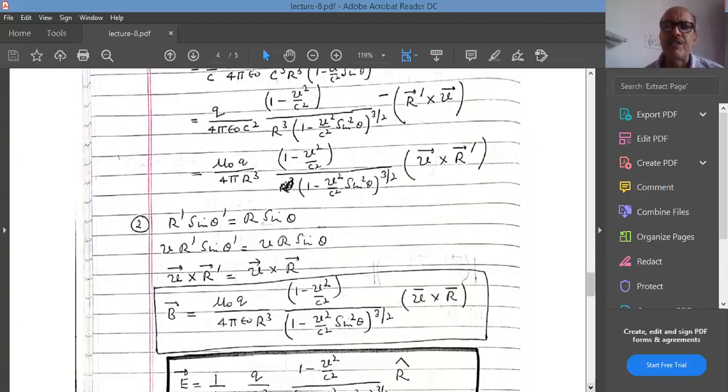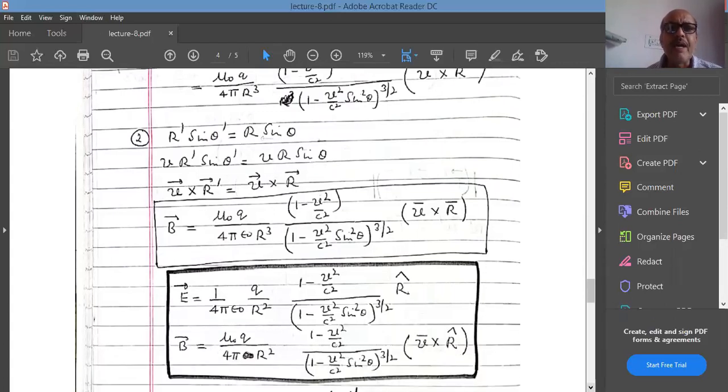If you look at this expression also, you have the additional 1 minus B square upon C square divided by 1 minus B square upon C square sine square theta to the power 3 by 2. Otherwise, all other terms resemble very well the well-known Biot-Savart's law. The electric field corresponds to Coulomb's law, and the magnetic field term corresponds to the Biot-Savart's law expression. We can derive this by exploiting the concept of special theory of relativity also.